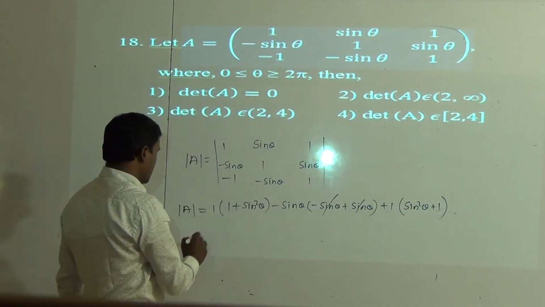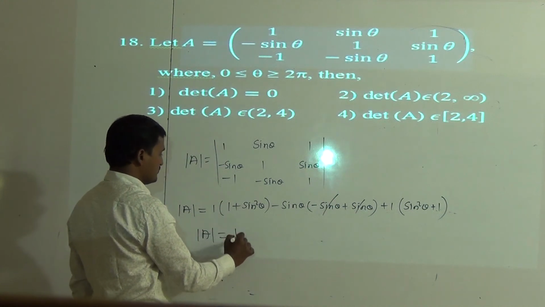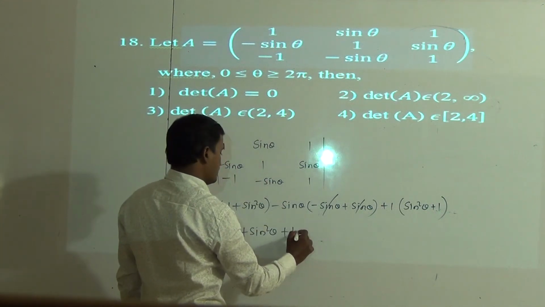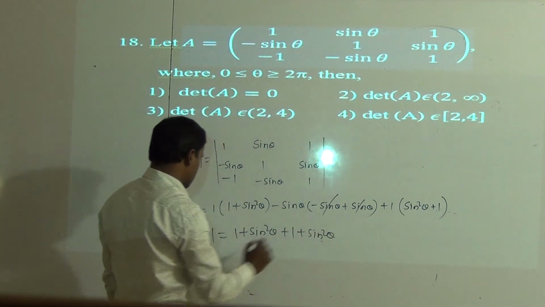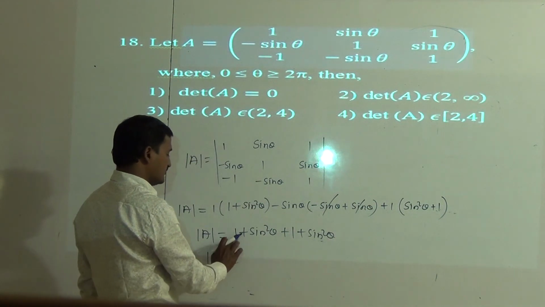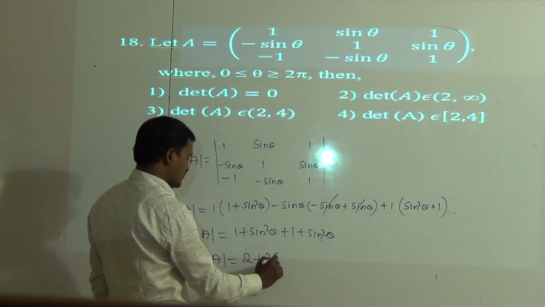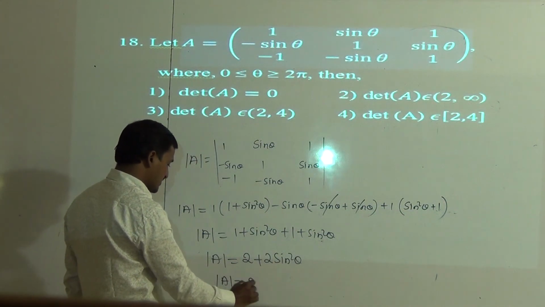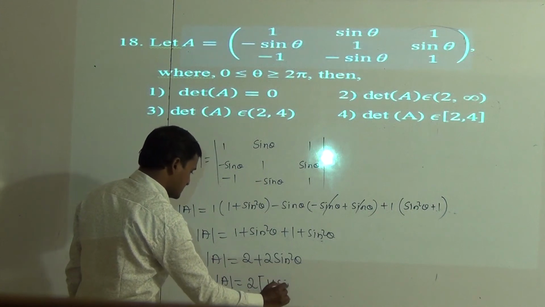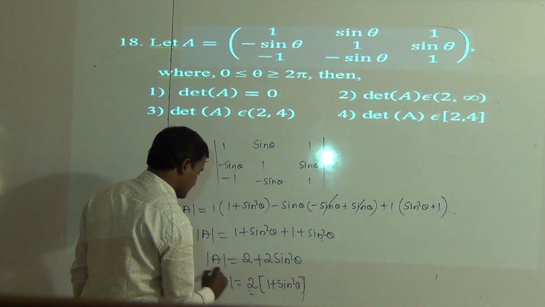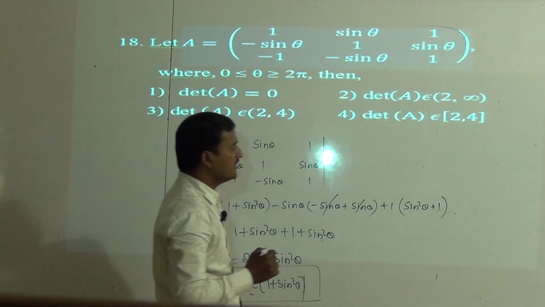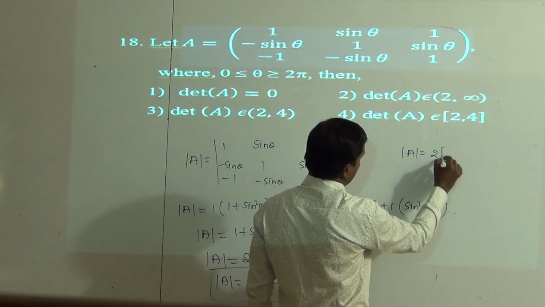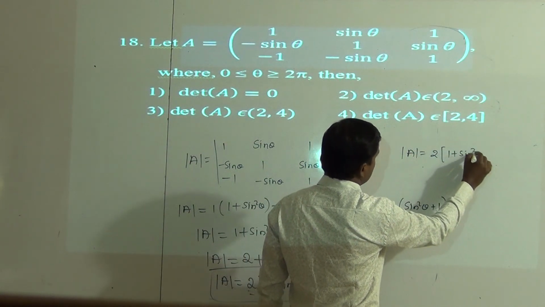So therefore these two terms will get cancelled. So clearly what is the value of determinant of A? That is 1 plus sin square theta plus, and here it is 1 plus sin square theta, right? So clearly what is the value of determinant of A? So here it is 2 plus 2 sin square theta, is it right? Or take 2 outside, so clearly you are getting 2 into 1 plus sin square theta, right? So here we got determinant of A is equal to 2 times 1 plus sin square theta, right?